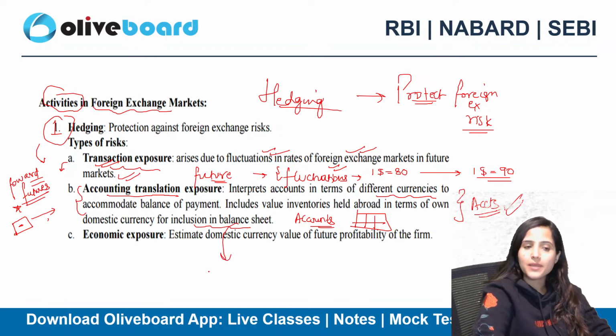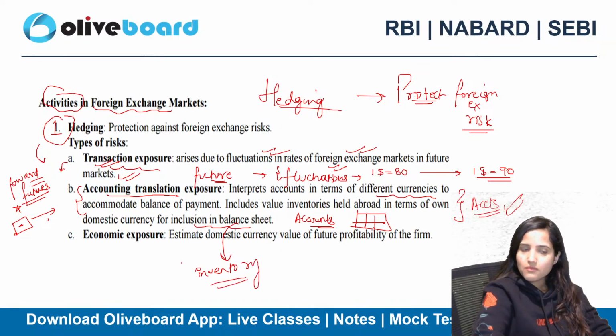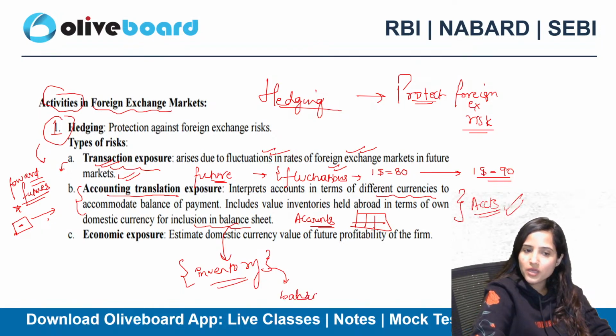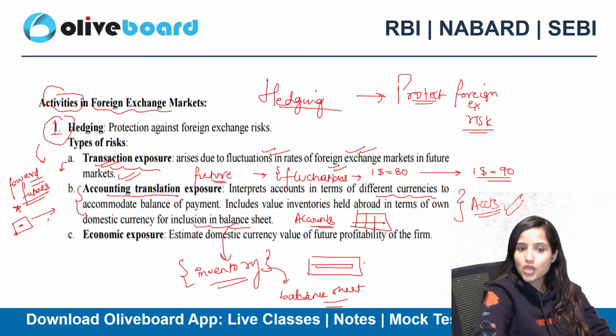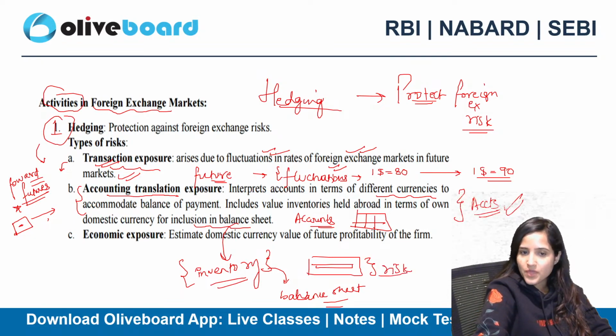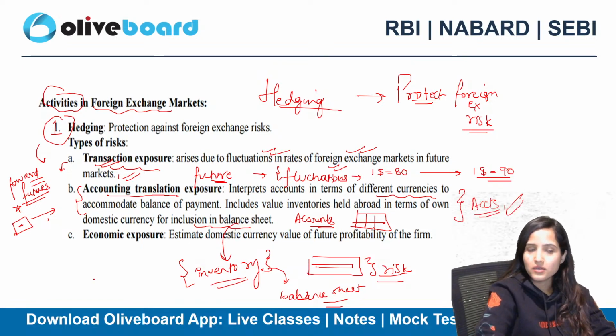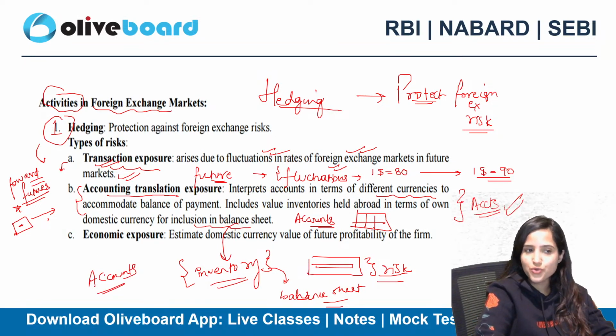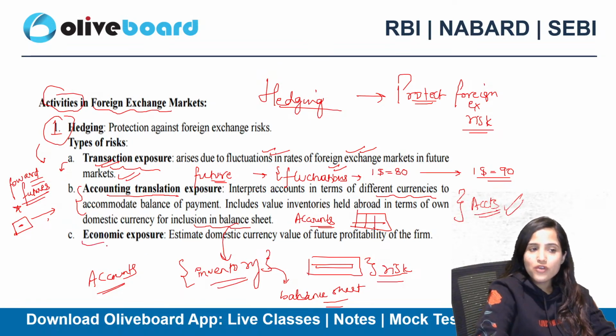तो अगर आपकी जो इन्वेंट्री या फिर आपका जो स्टॉक आउटसाइड ऑफ द कंट्री है, लेकिन उसकी जो एंट्री है वो इंडिया की बैलेंस शीट में हुई है, तो हम फॉरेन एक्सचेंज रेट के अकॉर्डिंगली कन्वर्ट करेंगे, तो उससे रिलेटेड अगर कोई रिस्क है, so if there is any risk related to the accounts, that is your accounting translation exposure. And then you have your economic exposure, जो किससे रिलेटेड है?